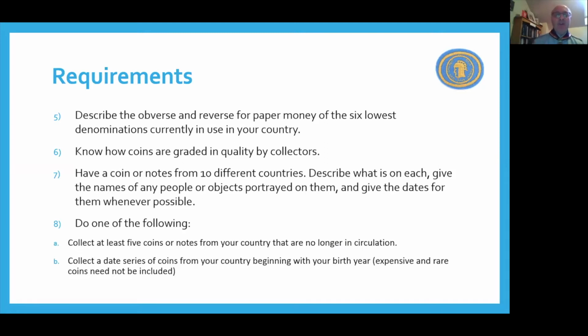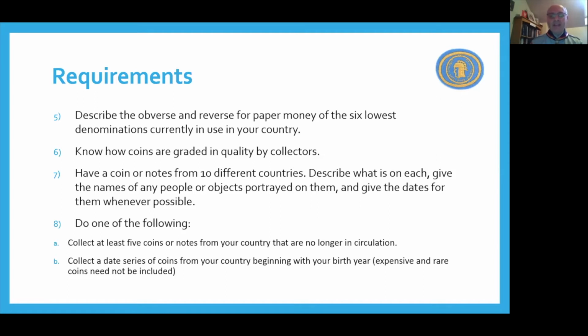And then number 7, you need to have a coin or note collection from 10 different countries. So Pastor Dejan's collection of Serbian coins would actually help us as one of them. And then you describe what's on each, the names or objects portrayed, and we'll go through all of that. And then you've got to do one of the following: collect at least 5 coins or notes from your country, no longer in circulation, or collect a date series of coins from your country beginning with the year of your birth. Okay, they're the requirements. They're online. You will have them in the PowerPoint that you can find.